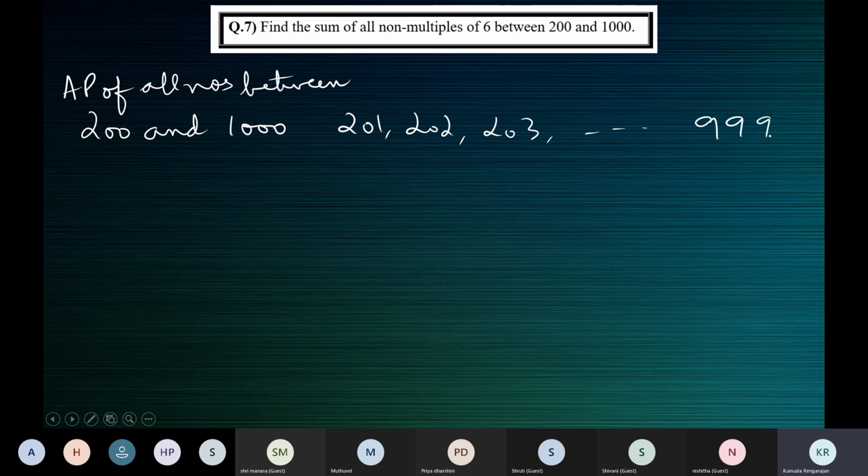And then what will you do, Priyadarshini? You should find the sum of all these numbers, right? Yes, ma'am, we will find the sum of all these. That is the first step.